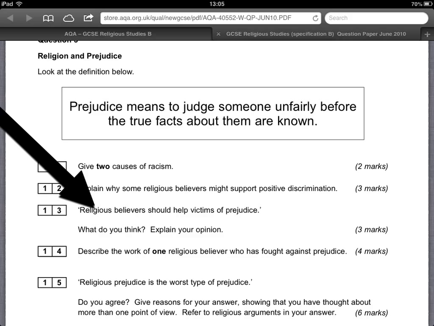Next. We know this is an evaluative question. The statement in speech marks is asking for your opinion, but this is only worth 3 marks, so we're not going to spend too long on it. Religious believers should help victims of prejudice.